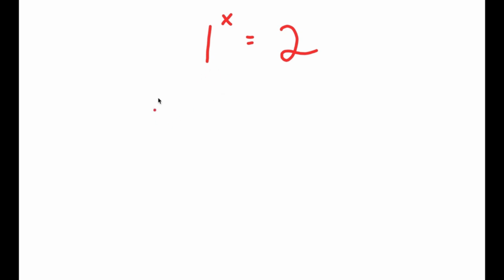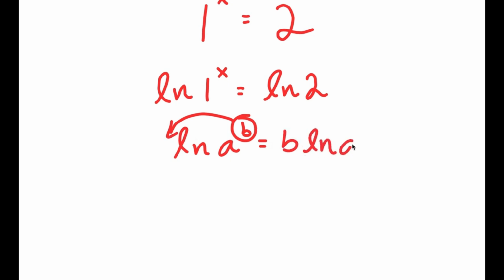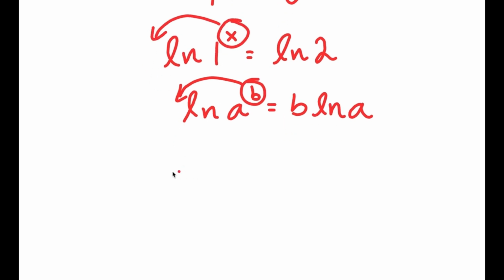So first off, let's take the natural log or ln on both sides. So I'm going to do ln 1 to the power of x is equal to ln 2. Now, if I have something in the form ln a to the power of b, I can move this exponent b to the front, so this can equal b times ln a. So in this case, I have ln 1 to the power of x, and I can move x to the front, so I get x times ln 1 is equal to ln 2.